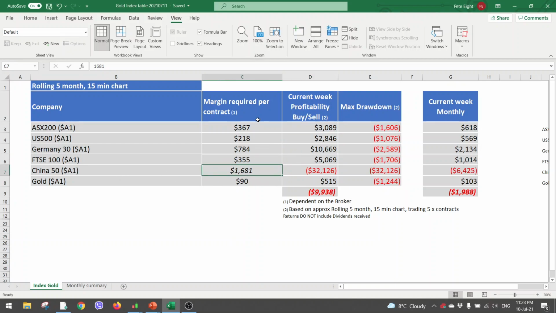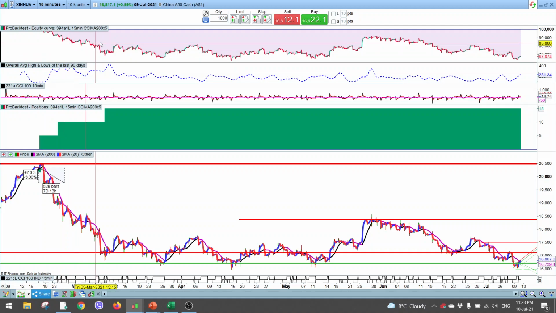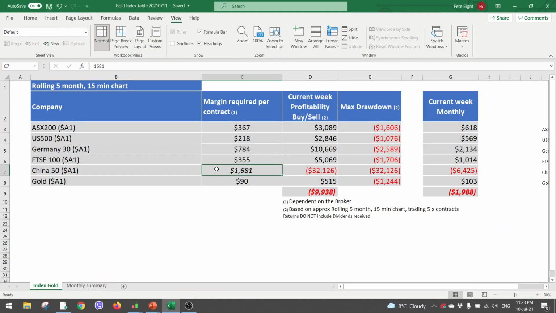The China market has the largest margin requirement, so it's very volatile, and the CFDs require that sort of margin to be placed, whereas the gold market only requires $90 to trade per contract. If you're to trade 5 contracts, which is what we're doing in this backtesting for the China market, and we're holding 15 contracts at the moment, we're looking at 15 times 1681 in terms of margin requirements alone, not including the profitability. So be mindful when you're trading CFDs of the margin requirements per contract. That's why I'm listing that here, so you can keep an eye on that and make sure your money management allows enough funds in your account for such downturns.